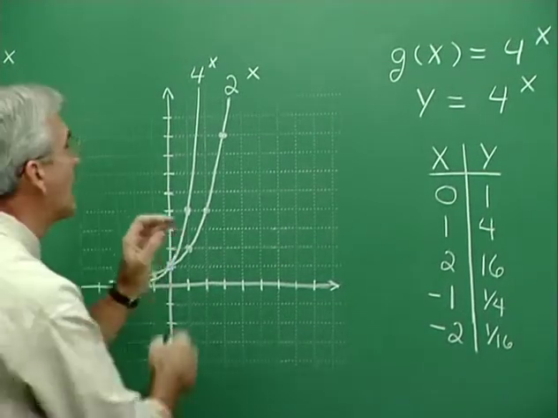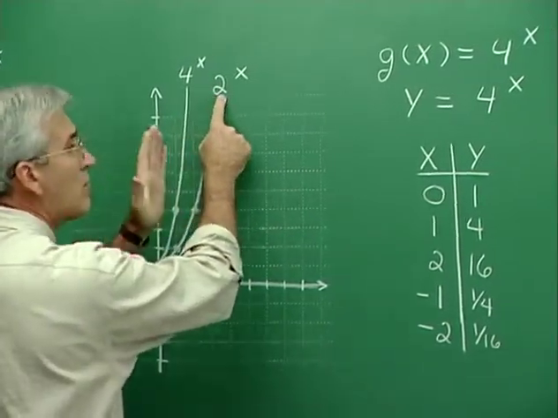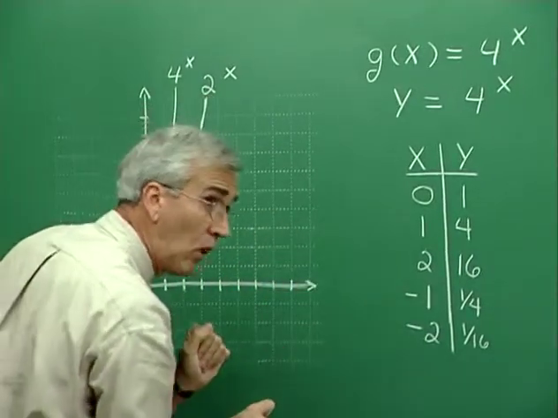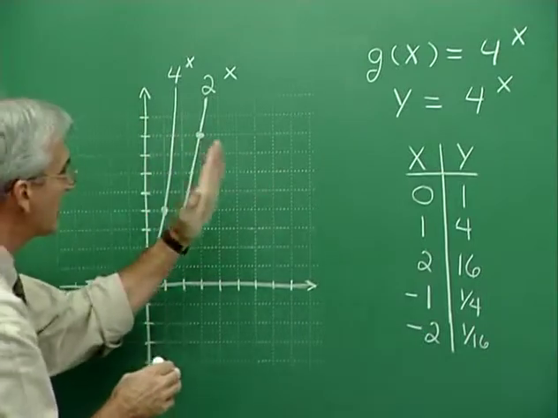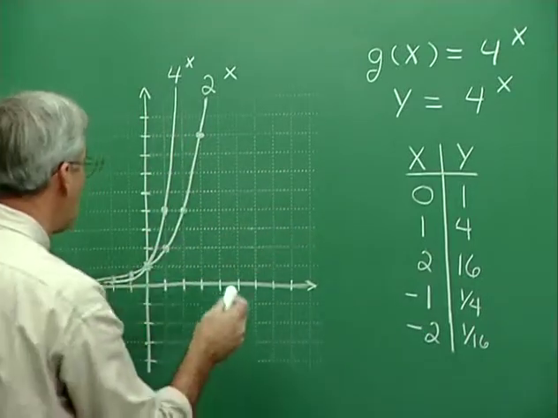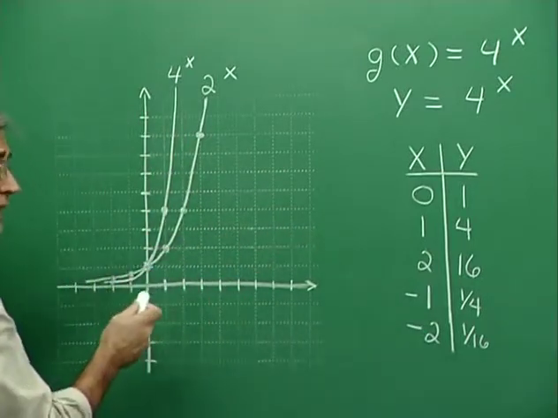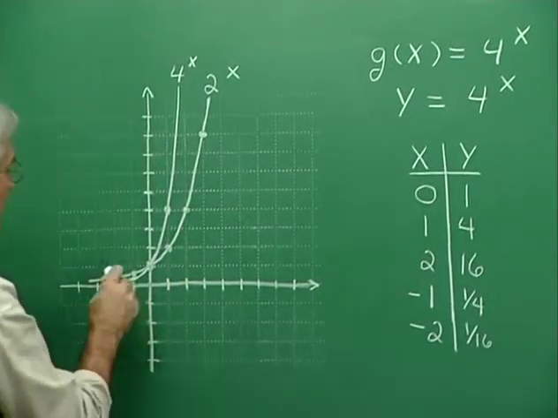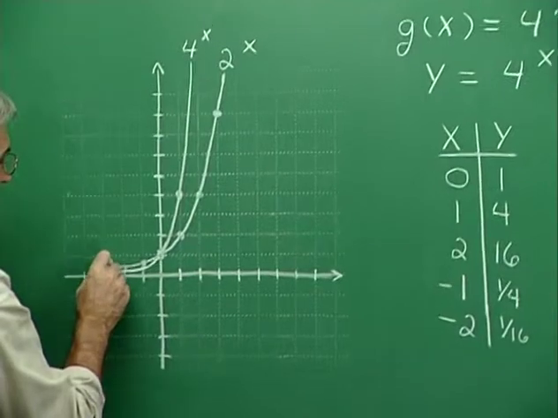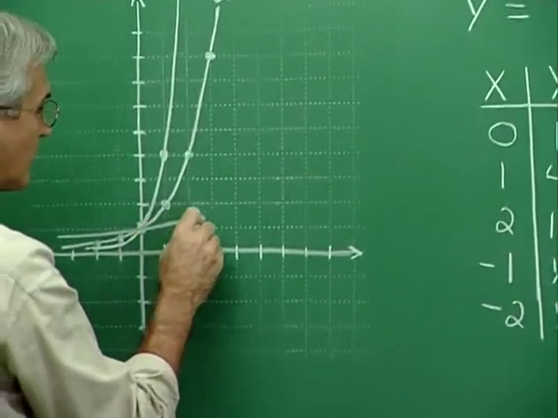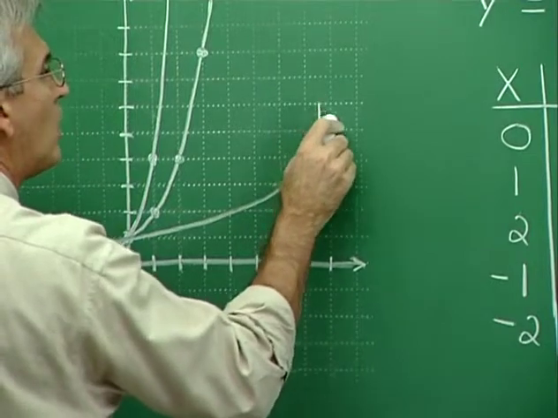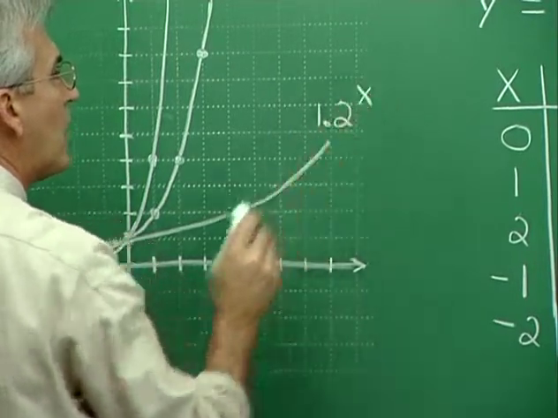And on the other hand, as this base gets smaller and smaller and approaches 1, then the graph has the tendency to sort of lay down. For example, if I were constructing the graph of y equals 1.2 to the x power, then that graph might look something like this. See, it'll be a gently rising graph. So roughly 1.2 to the x power.